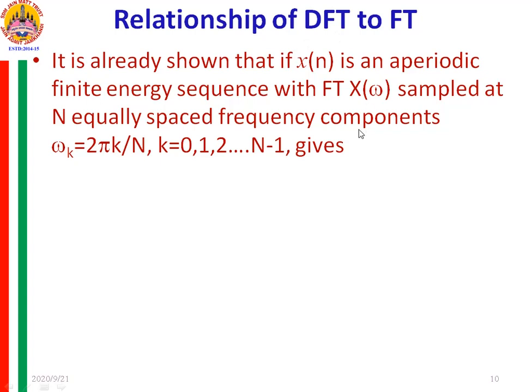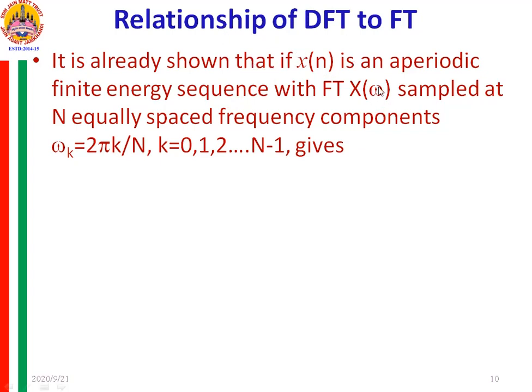While deriving the expression of discrete Fourier transform itself, we have derived it from the Fourier transform. Fourier transform, we obtain it for the signal x of n, which is not periodic and is of finite duration, that is a finite energy sequence. X of n is a non-periodic signal and is a finite energy sequence whose Fourier representation is termed as Fourier transform, and you obtain X omega.